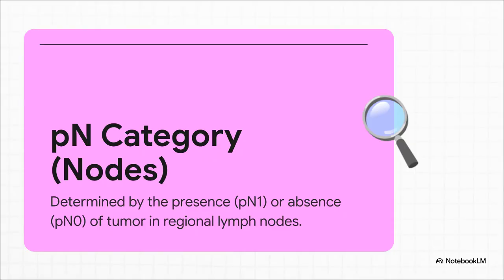The N for nodes is way more straightforward, thankfully. If the surgeon took out regional lymph nodes for you to look at, it's a simple yes or no question. Are they positive for tumor? That's pN1. Are they all clean? That's pN0. Easy as that.